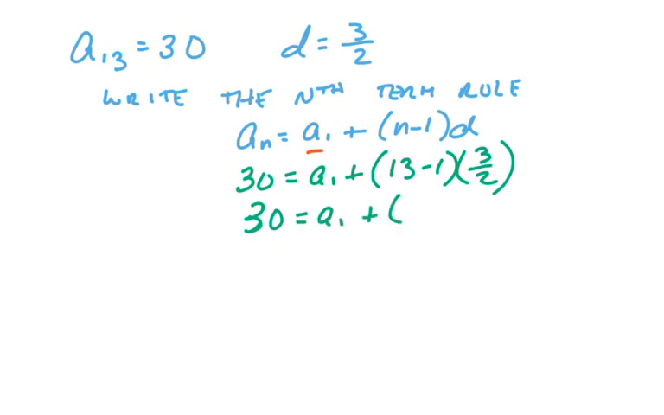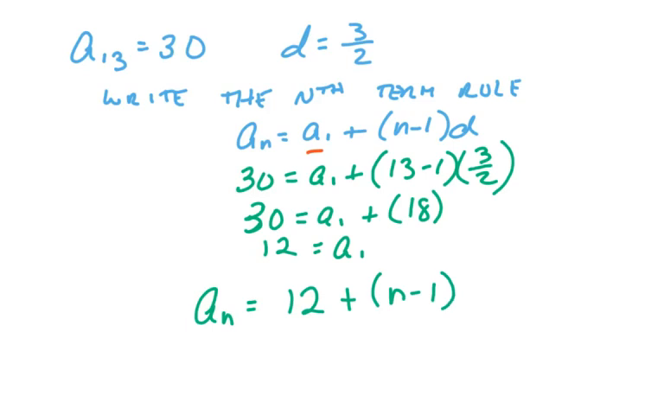And then 12 times 3 is 36, divided by 2 is 18. So that means that a sub 1 is equal to 12 when we subtract 18 from both sides of the equation. So we can say that a sub n is equal to 12 plus the quantity n minus 1, and then times 3/2.